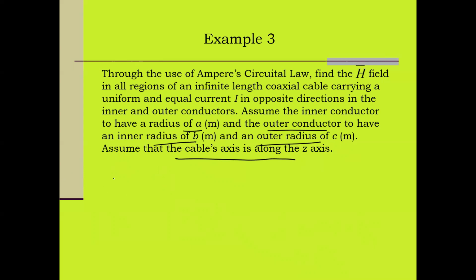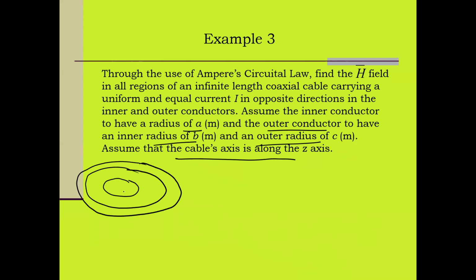So let us sketch the coaxial cable structure. So we have the inner cable, and then we have the outer cable here. So that should be the coaxial cable. So the inner cable has a radius of a, and the outer conductor has an inner radius of b, so that should be the b, and outer radius of c. So that should be the cross section of your coaxial cable.